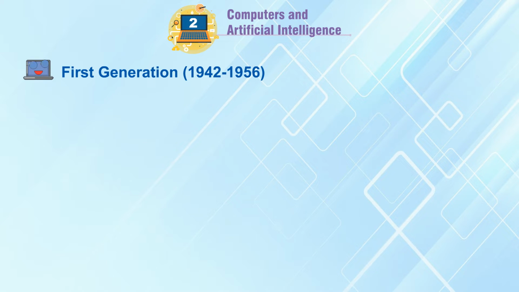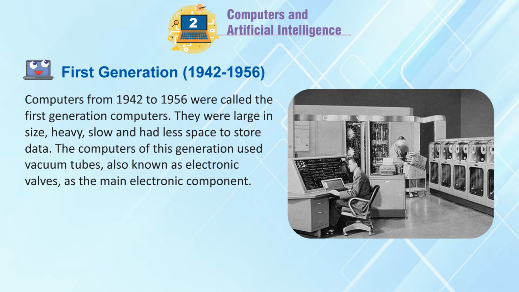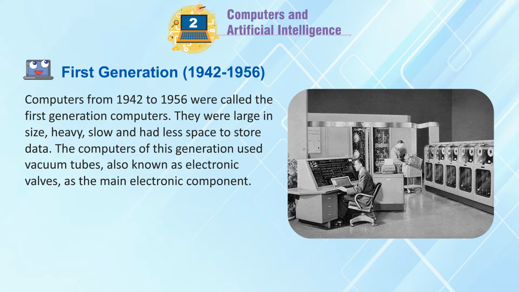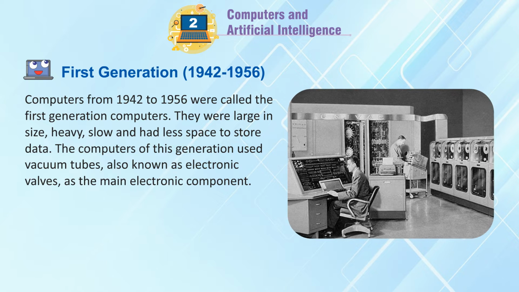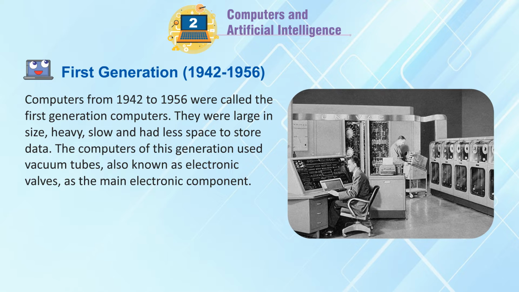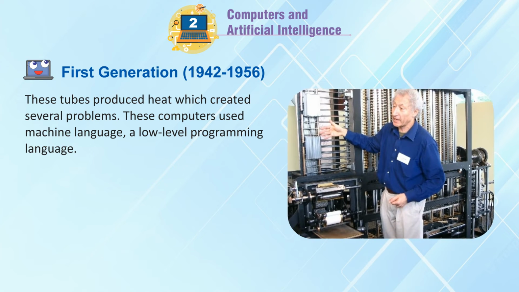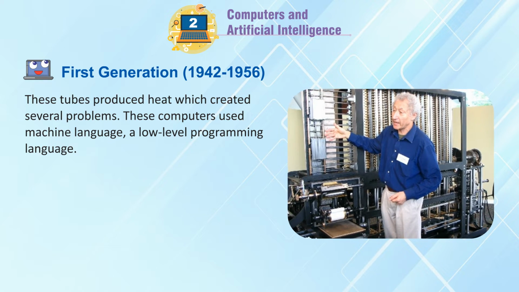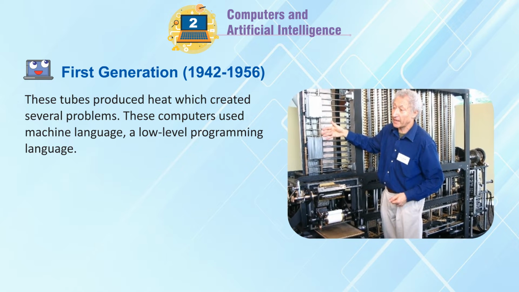First generation, 1942 to 1956. Computers from 1942 to 1956 were called the first generation computers. They were large in size, heavy, slow, and had less space to store data. The computers of this generation used vacuum tubes, also known as electronic valves, as the main electronic component. These tubes produced heat, which created several problems. These computers used machine language, a low-level programming language.